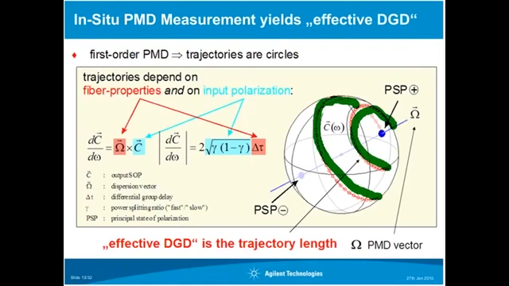So if you hit the principal state of the link, you will probably see a spot here as a function of wavelength. So it's actually not moving at all. But if your input polarization is far away from the principal state, you will see a longer trajectory, and then you will also see an increased effective differential group delay.